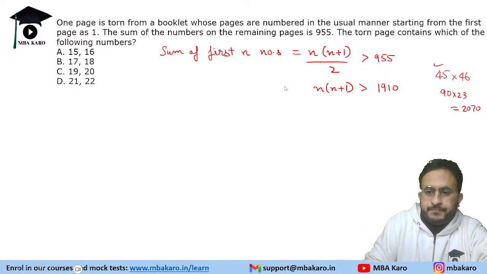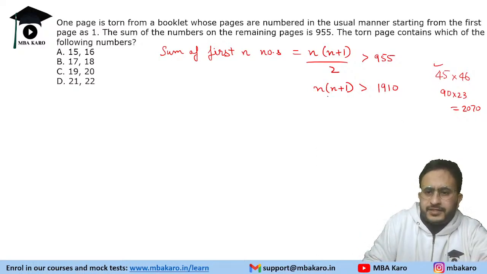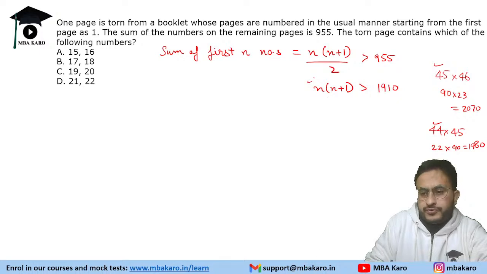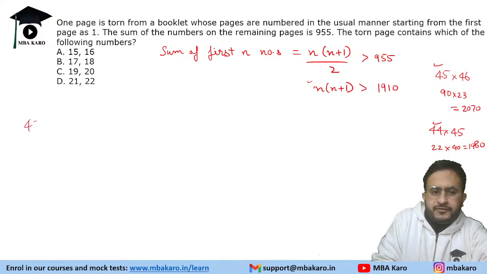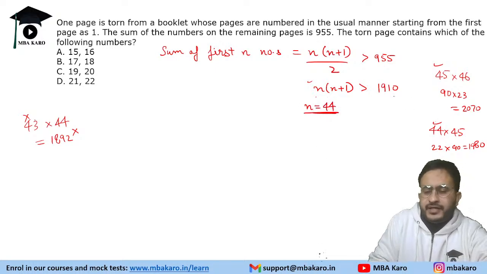Okay, so if we take a smaller number, can 44 also qualify? If you take 44 into 45, that is basically 22 into 90, which is 1980. So that is also satisfying. So n equal to 44 is also satisfying. If you wish to try a smaller number like 43, 43 into 44, which is 1892, you will get that. Okay, so that will not satisfy. So 43 is not satisfying, 44 is satisfying. So we get n is equal to 44 because at 43 we are not getting this value.